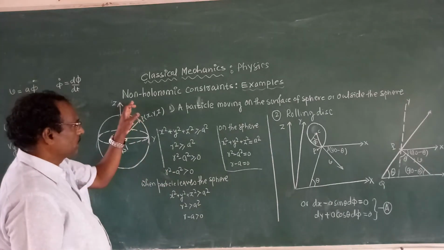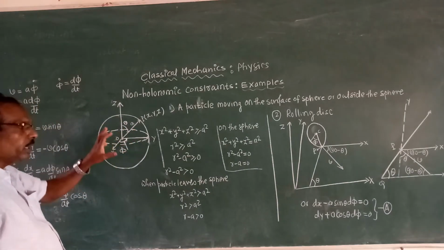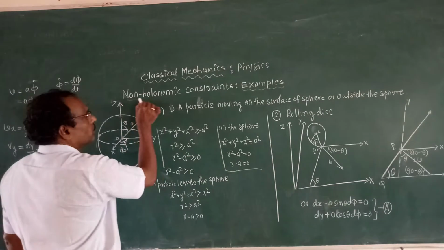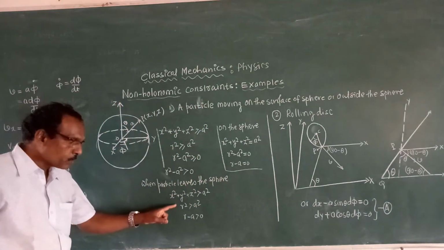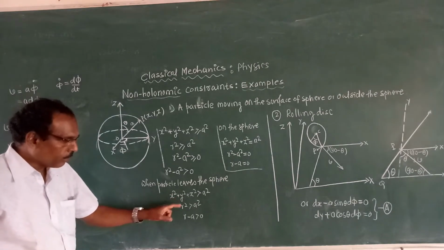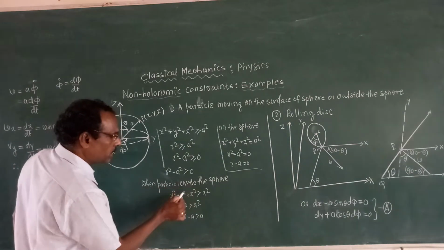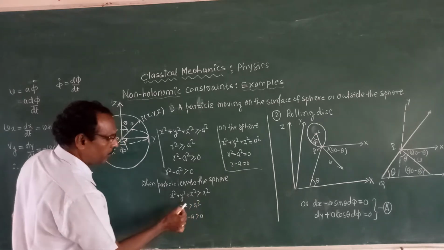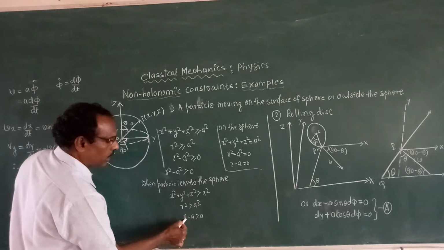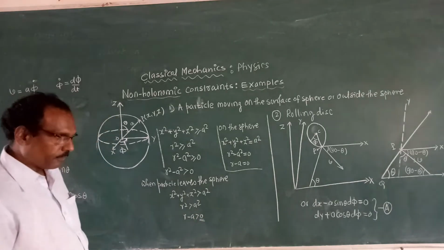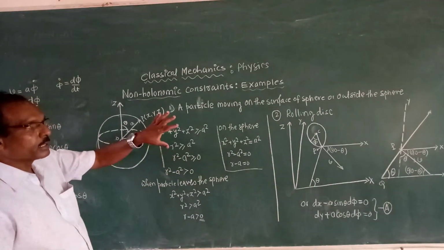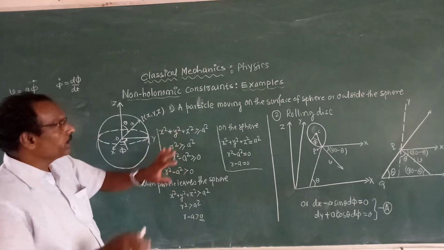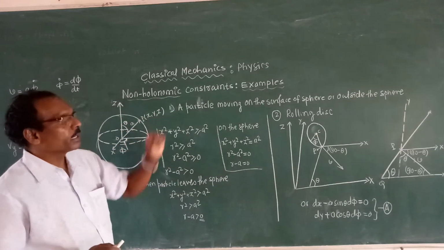That means a particle rolling or moving on the surface of a sphere under gravitational force is an example of a non-holonomic constraint, because we can express the constraint in the form of an inequality. When the particle leaves the surface of a sphere, we have x square plus y square plus z square greater than or equal to a square, or r square is greater than a square, or r minus a is greater than 0. Well, there are two cases here. The particle is allowed to move either on the sphere or outside the sphere. This is a common example quoted in all the books as a non-holonomic constraint.